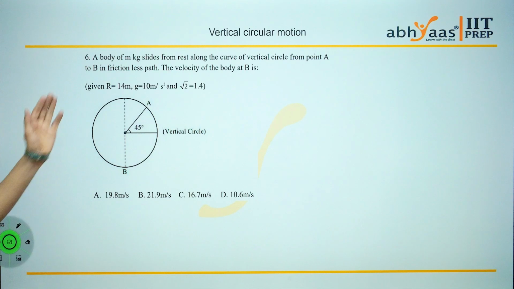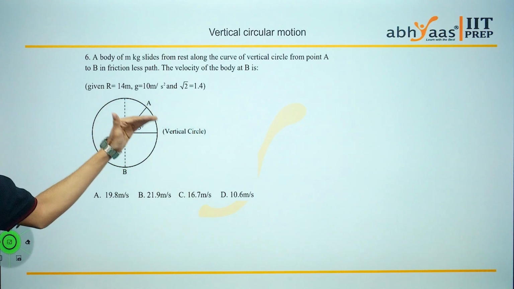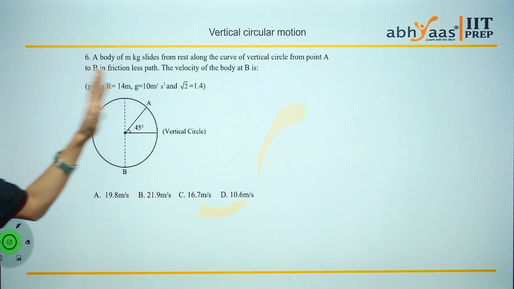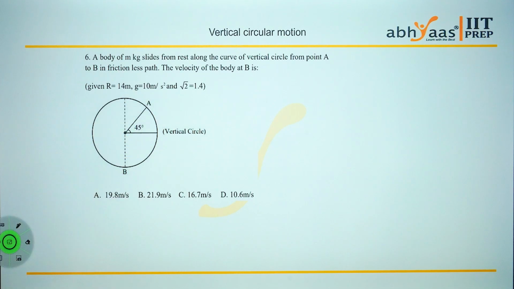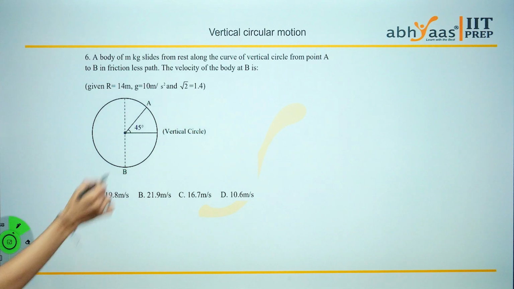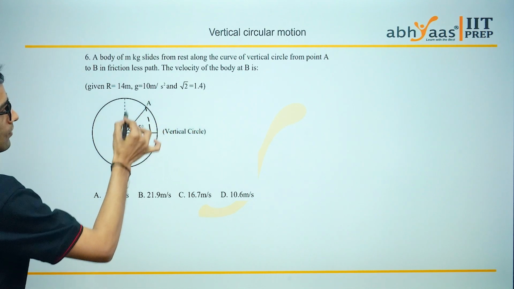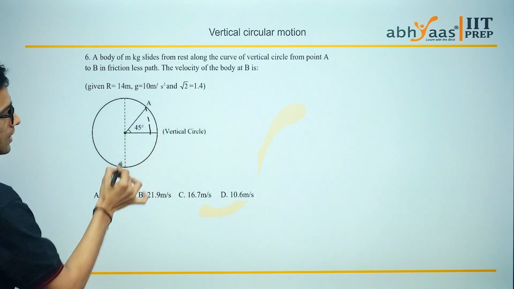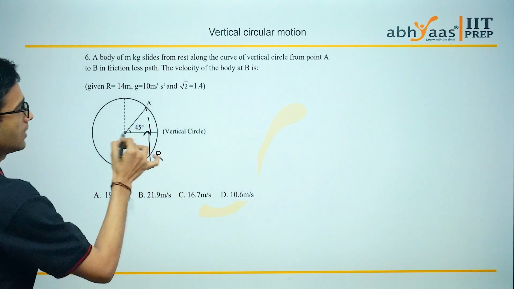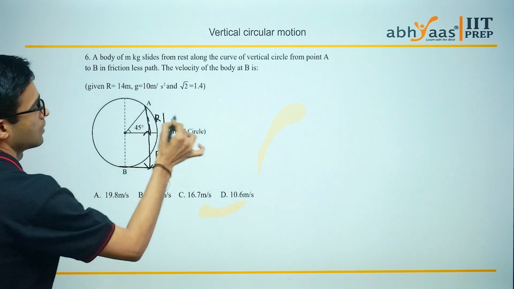Here, a body of mass m kg slides from rest along the curve of a vertical circle from point A to point B in a frictionless path. Find the velocity of the body at B. Here the distance is everywhere the radius, here also radius, this is also radius. But if you take this one, this distance is r by root 2.